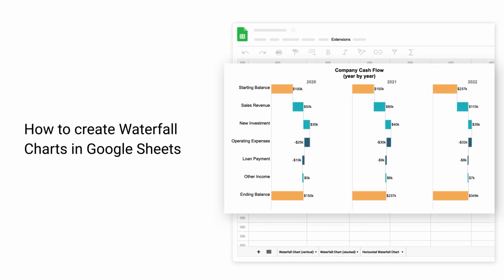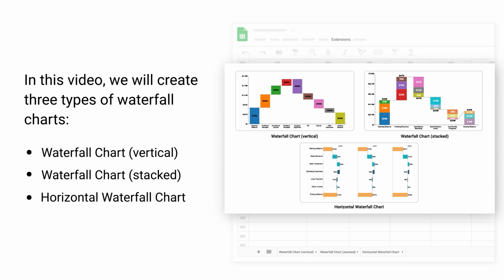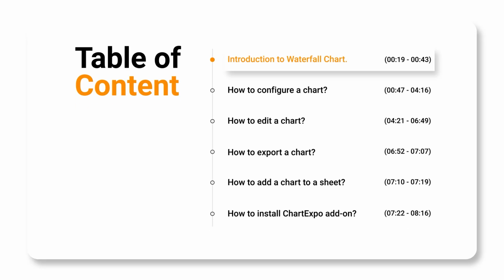How to create waterfall charts in Google Sheets. In this video, we will create 3 types of waterfall charts: waterfall chart, vertical, waterfall chart, stacked, horizontal waterfall chart. Introduction to waterfall chart.